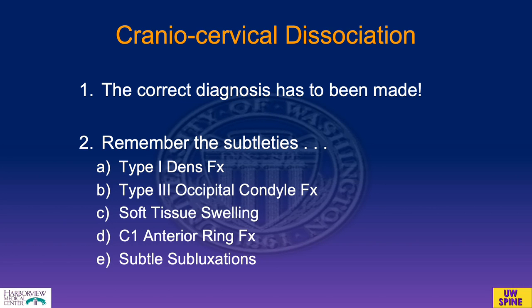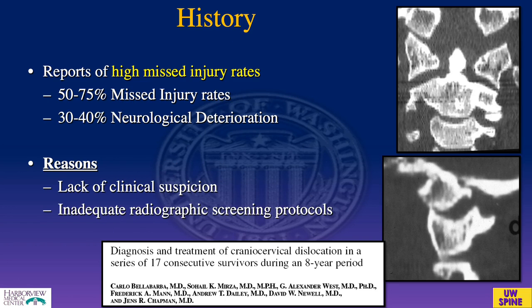We need to look for soft tissue swelling. There can be these unusual C1 anterior ring fractures, and of course subtle subluxations between the occipital condyles and C1, or distraction or subluxation between C1 and C2.